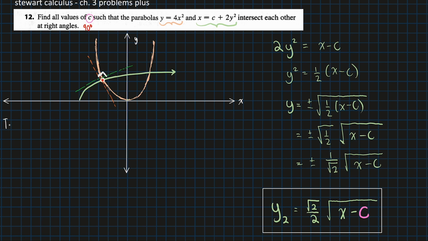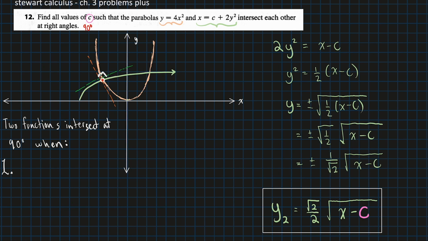Two functions intersect at 90 degrees when... So one thing we know is that their tangent lines have to be perpendicular. Well, when two lines are perpendicular, their slopes are the negative reciprocals of each other.